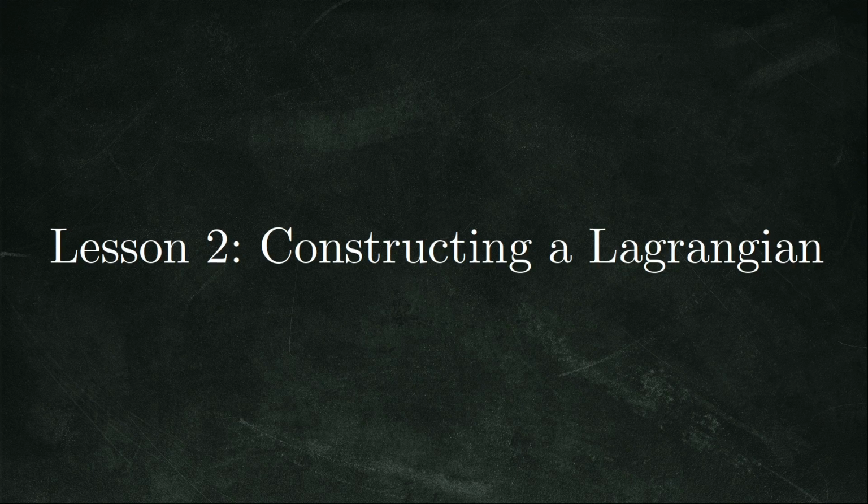In this second lesson on this course on Lagrangians and Hamiltonians, we're going to be looking at how to construct a Lagrangian. That is, we're going to be looking at the rules on how to turn the kind of system you'll have seen in a normal classical mechanics course and how to construct the Lagrangian for that system.